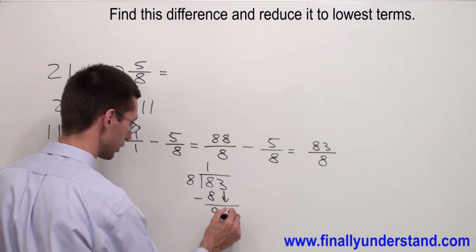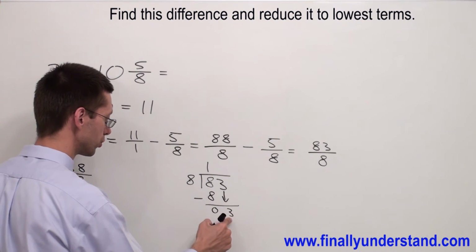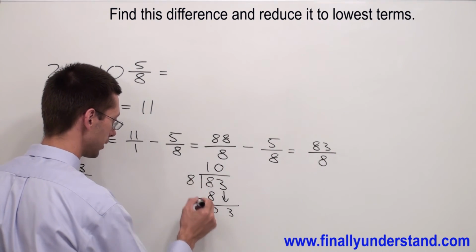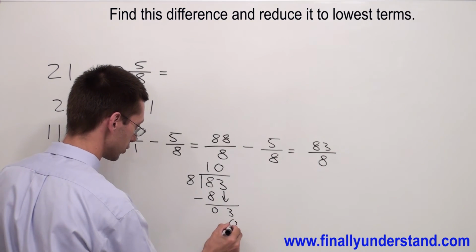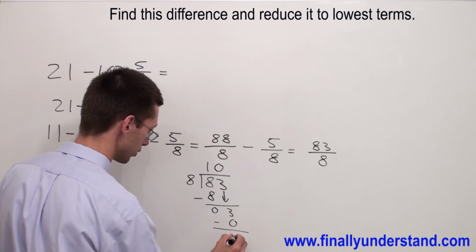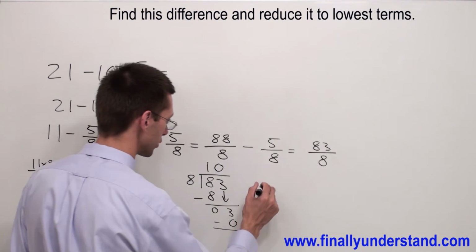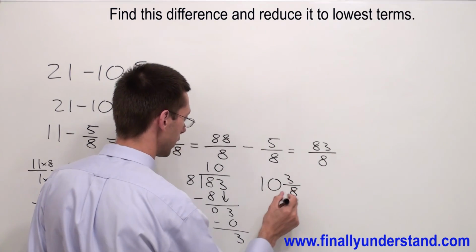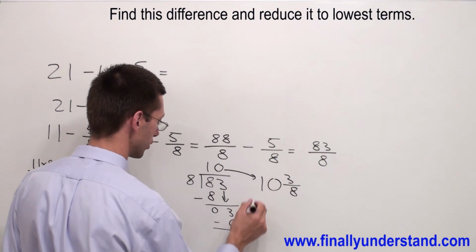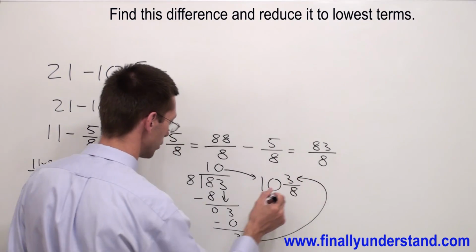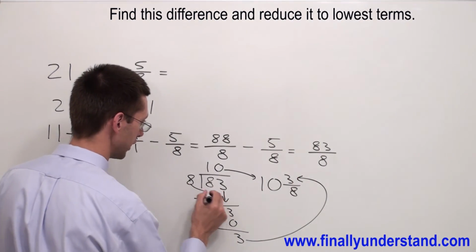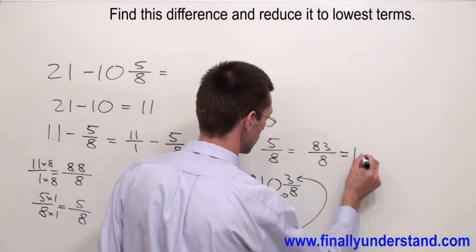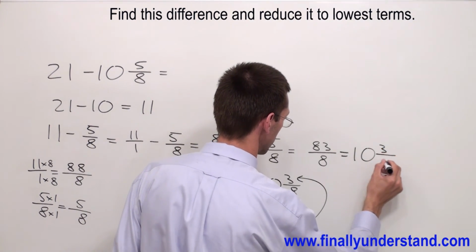Bring down 3. How many times does 8 go into 3? 0 times. 0 times 8 gives me 0. Subtract, 3 minus 0 gives me 3. That's why my answer is 10 3 over 8. Remember, the quotient goes to the front, the remainder goes to the numerator, and the divisor goes to the denominator. That's why my answer is 10 3 over 8.